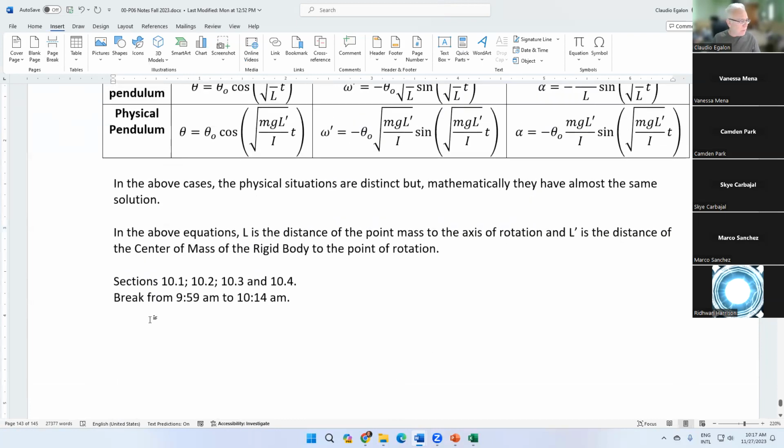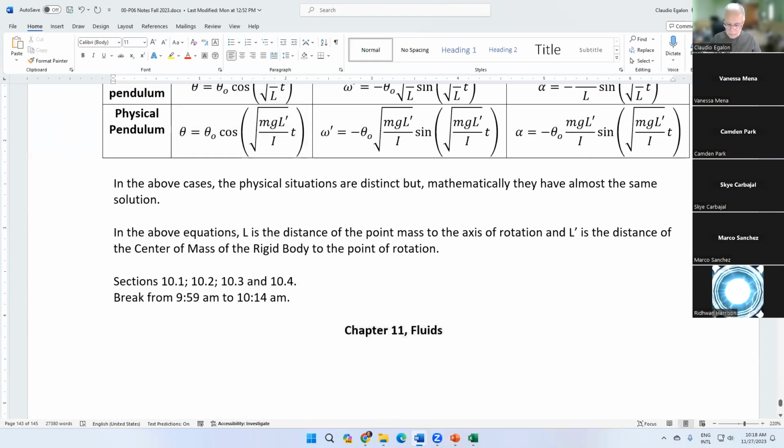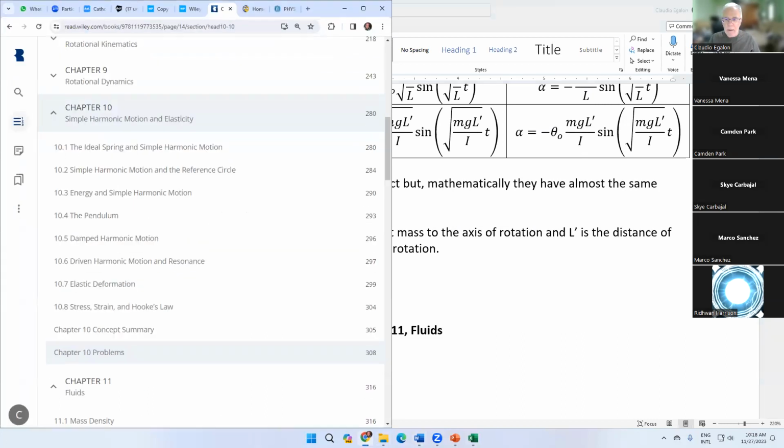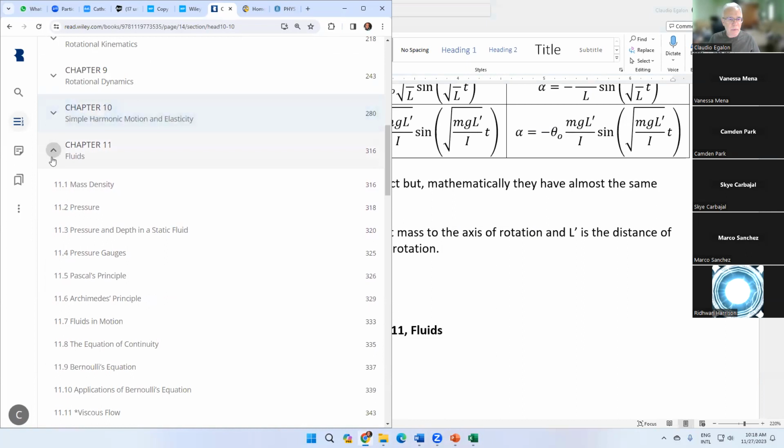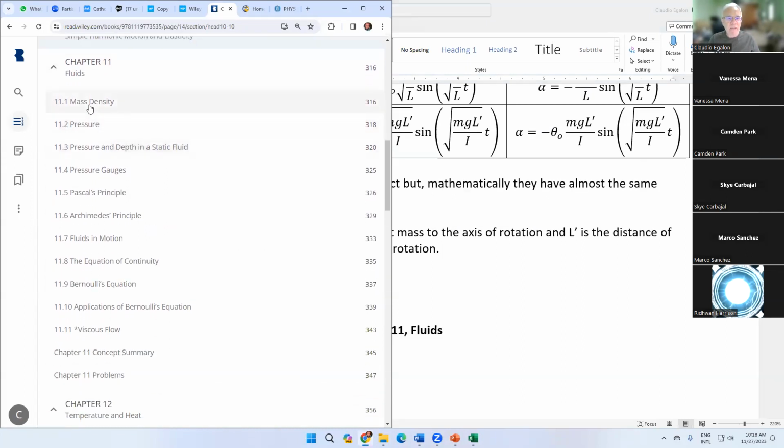And what we're going to do now, we're going to do chapter 11, fluids. Okay. Let's take a look here at what we have for fluids. We have the concepts of mass density. I'm not going to cover everything, just like in the other chapters, okay? So what we're going to cover? We're going to cover mass density. We're going to cover pressure. We're going to cover pressure and depth in a static fluid.